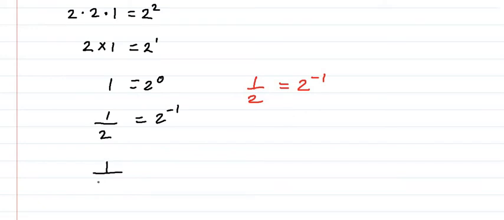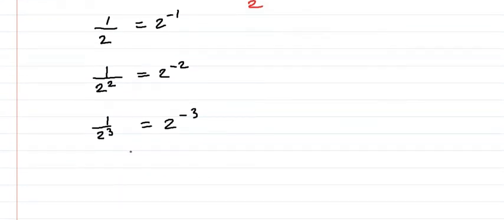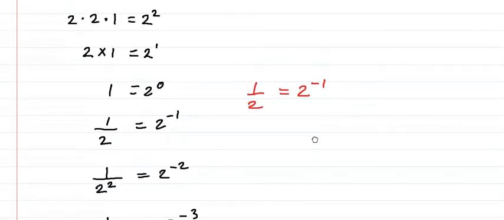we see that 1 over 2 squared is going to give us 2 to the power of minus 2. 1 over 2 cubed is going to give us 2 to the power of minus 3. And very obviously 1 over 2 to the power of 4 equals 2 to the minus 4. So if we just pause for a moment and think about what we've got so far.